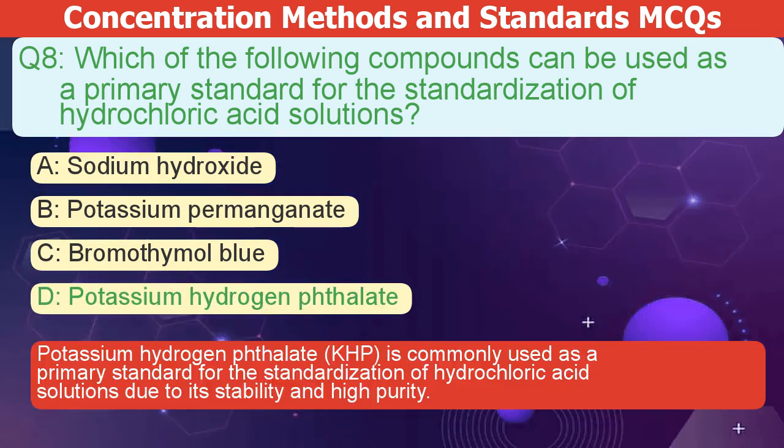The correct answer is D. Potassium hydrogen phthalate (KHP) is commonly used as a primary standard for the standardization of hydrochloric acid solutions due to its stability and high purity.